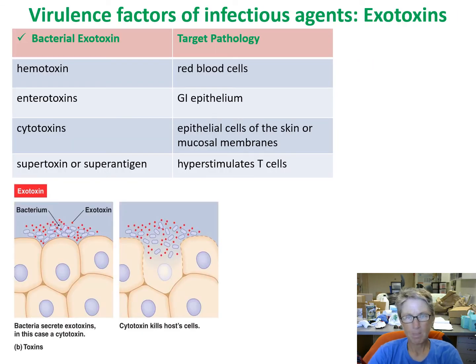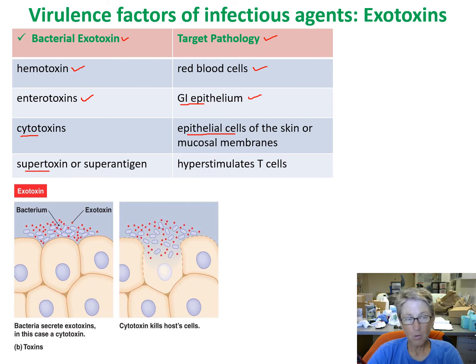So this is a table that I made of the bacterial exotoxin and then the target pathology. Bacteria can secrete an exotoxin called hemotoxin, and that toxin will target your red blood cells. Some bacteria make enterotoxins. Those enterotoxins target the epithelial cells of your GI tract. Some bacterial exotoxins would include a cytotoxin, and an example of the target would be the epithelial cells of the skin or your mucous membranes.